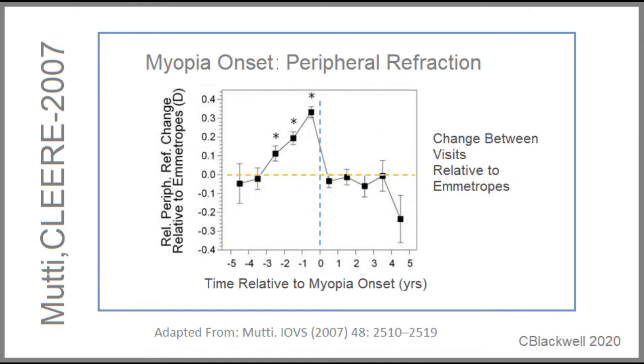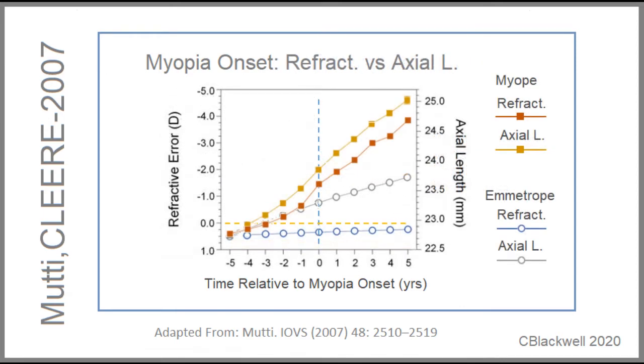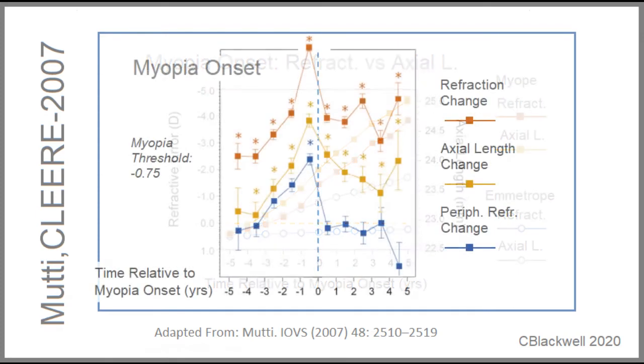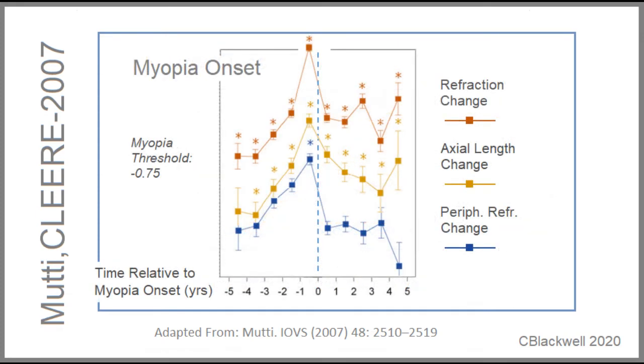As before, they plotted rate of change of peripheral refraction. The rate of change also peaks in the year before crossing the myopia threshold. Combining the graphs of refraction and axial length confirms the trends we saw before, but lacking cornea and lens data. Combining the rate of change graphs, all of them show changes began several years earlier, peaking in the year before reaching myopia, a very neatly synchronized set of curves.